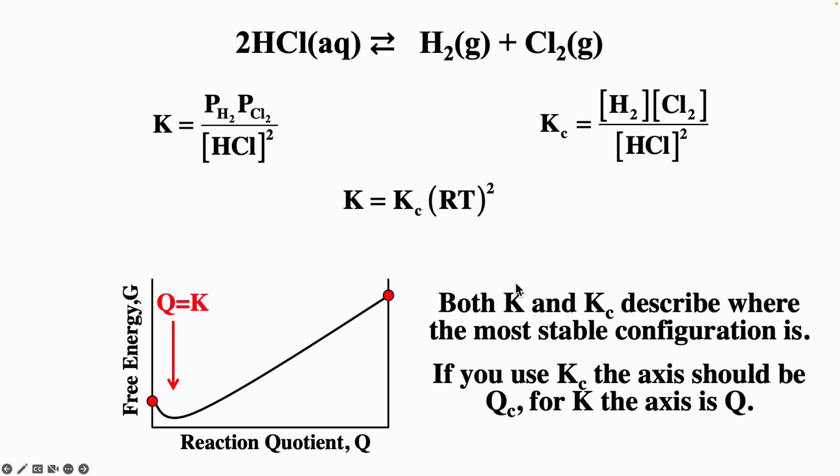And so both K and K sub C can be used to describe the most stable configuration. If you use K sub C to describe the most stable configuration, you have to use Q sub C. If you use K, then your x-axis has to be just Q.